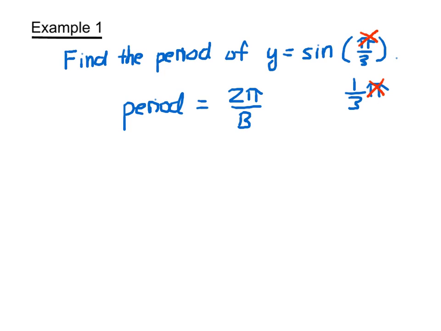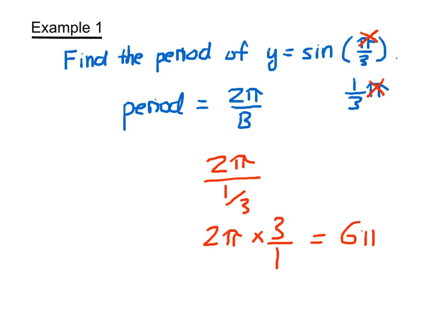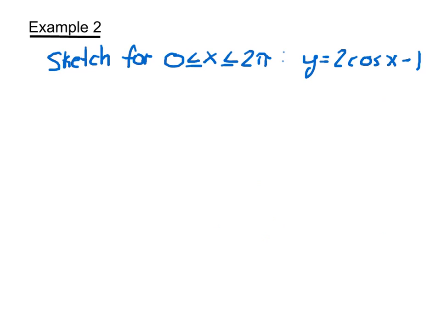So the period is really 2 pi divided by 1/3. But remember, dividing by a fraction is the same thing as multiplying by the reciprocal. So I have 2 pi times 3 over 1, which is 6 pi. And this is the period of my function y equals sine of x over 3.